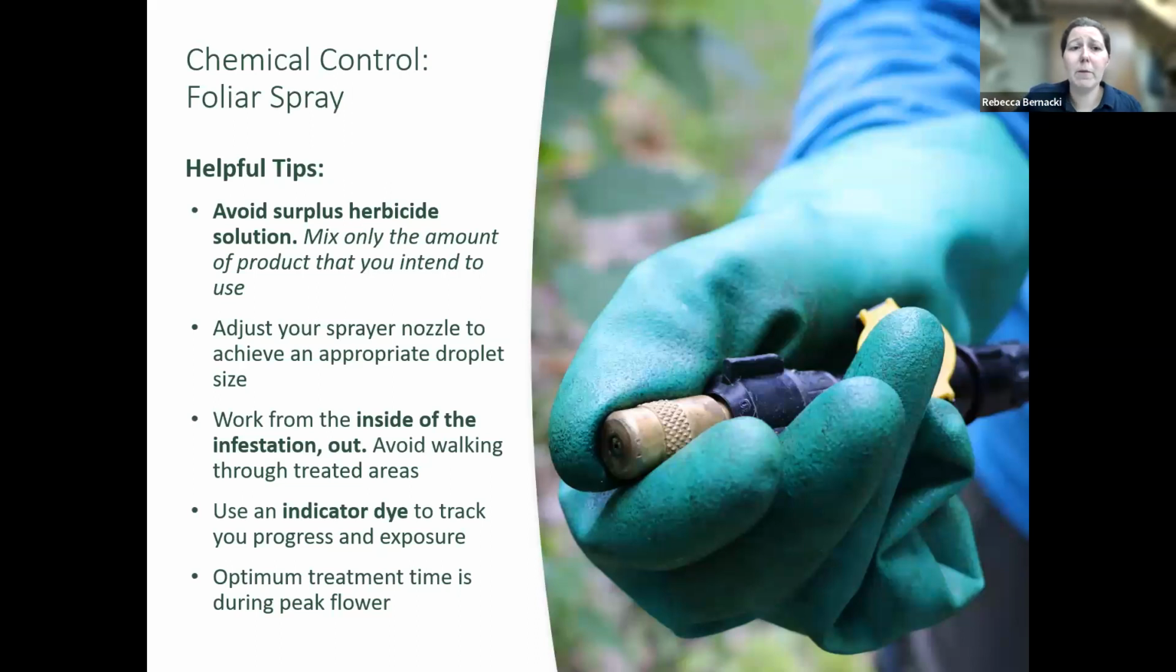What are some helpful tips for when we are doing a foliar spray? The first thing we want to do is avoid mixing surplus herbicide solution. So you only want to mix the amount of product that you intend to use. If you have a backpack sprayer and you're just going to spray a few plants, we don't want to mix that whole backpack sprayer. We want to make our best estimate.